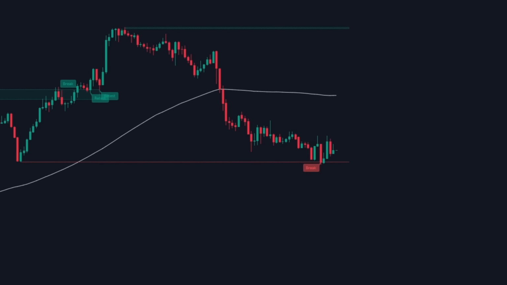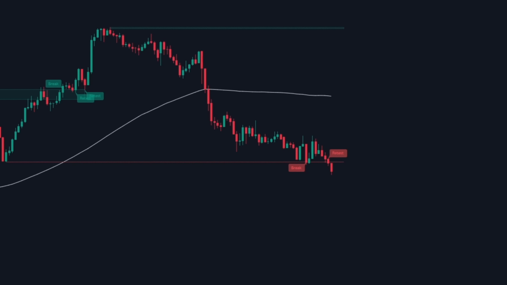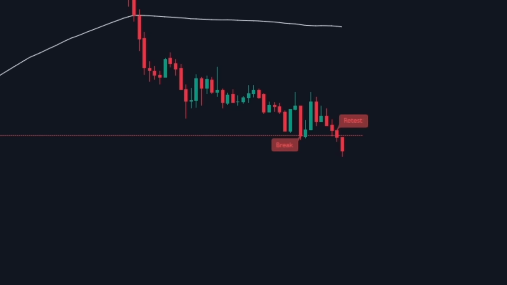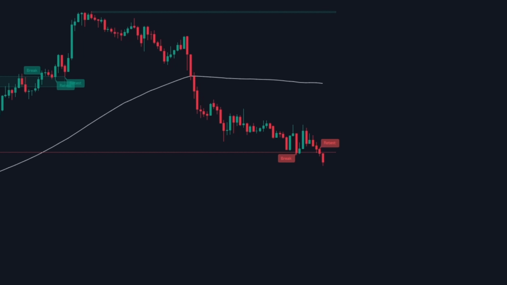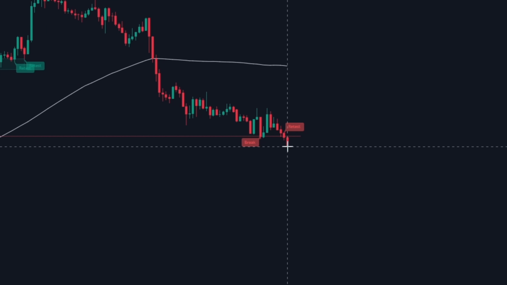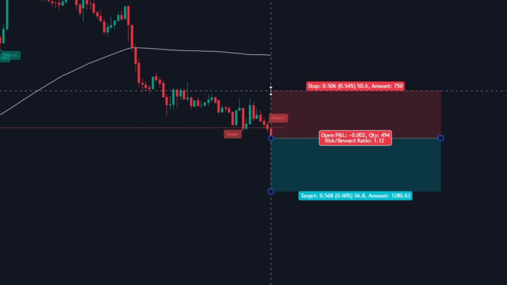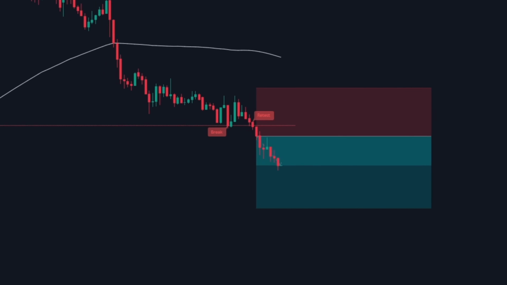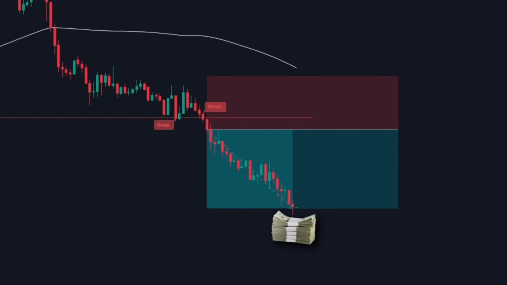Fourth, price needs to retest this level. Perfect. The indicator has labeled this candle as retest, making it our entry candle. The final condition confirms we're in a bearish trend by ensuring price is trading below our white moving average. All entry conditions are met, so we enter our short position. We place the stop loss right above the most recent swing high and use 1.5 times the risk for our take profit. This trade runs perfectly and hits our target.